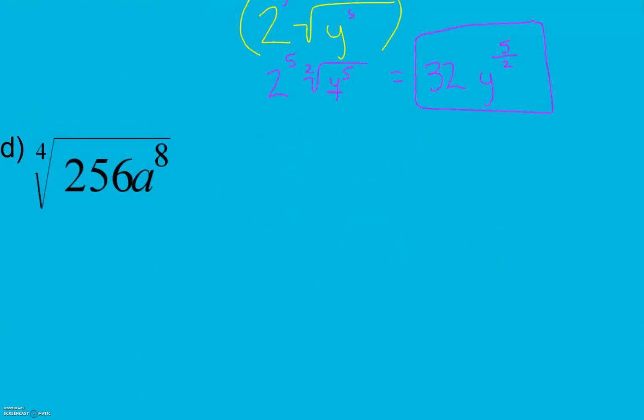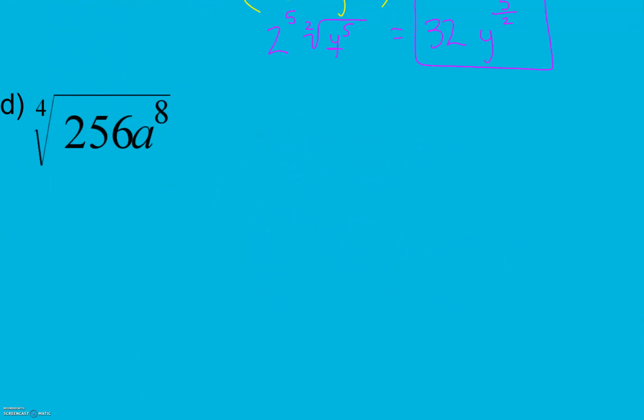In D here, same idea. I'm going to break down my number part. 256 is 16 times 16, but if you're not sure, we know it's even, so we can take out a 2 if nothing else. So I took 256 divided by 2 and got 128. I'm going to divide it by 2 and get 64. And 64 is a little bit more common. We're a little bit more comfortable with that. 8 times 8, for example.